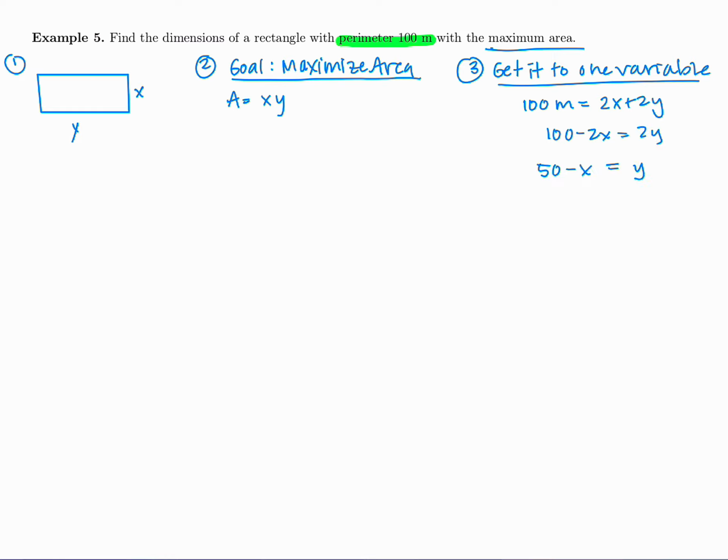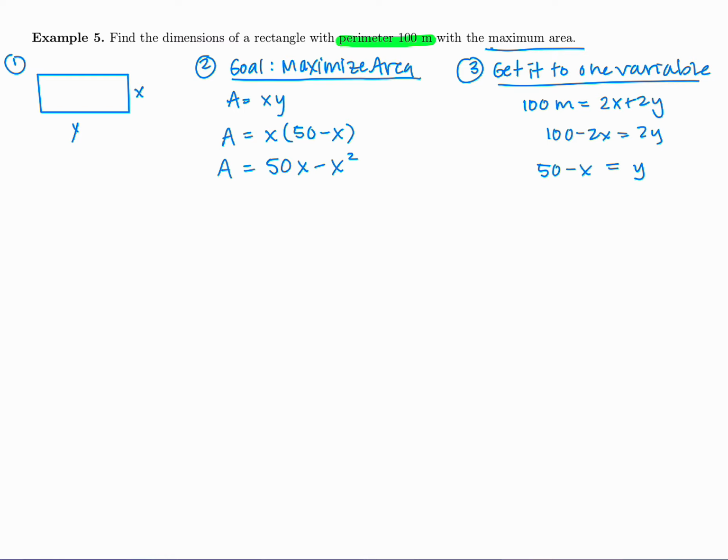So I can come over here and rewrite my area equation. Instead of x times y, it's x times 50 minus x. And because I know I'm going to take a derivative in a minute, I'm going to go ahead and set this guy up nicely for a derivative. It's a quick multiplying out, better than doing the product rule in that situation. All right, so we've got this thing in one variable now.